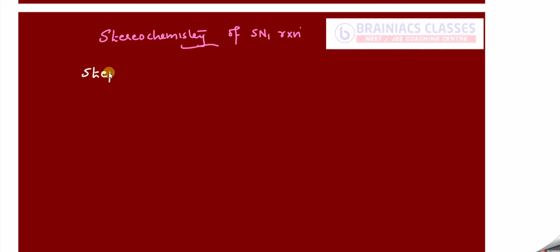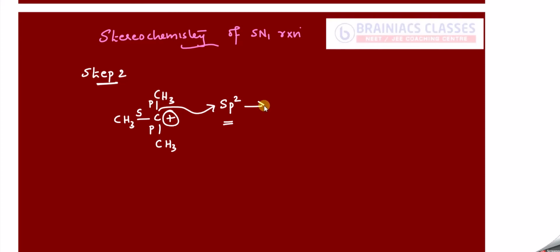In step 2 we have seen there will be a carbocation like CH3, CH3, and CH3 and there is a positive charge. This is the second step starting. Now tell me what is the hybridization of this carbon. If I see here, this is s, this is p, and this is p. So I can say the hybridization of this carbocation is sp2. If somebody has sp2 hybridization, we know that its shape is planar.